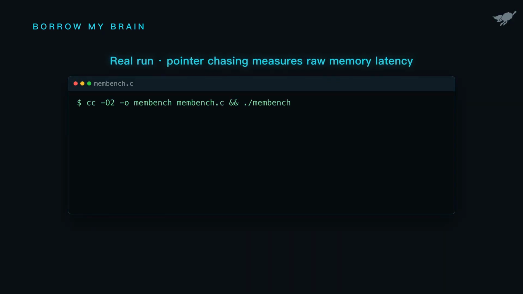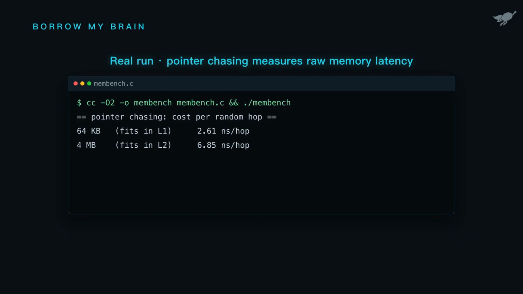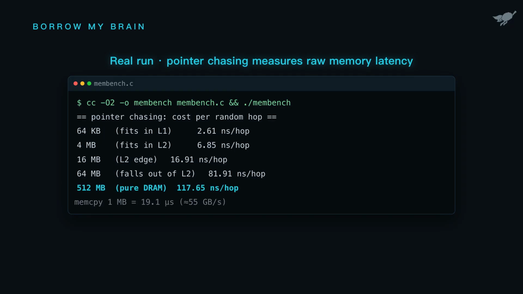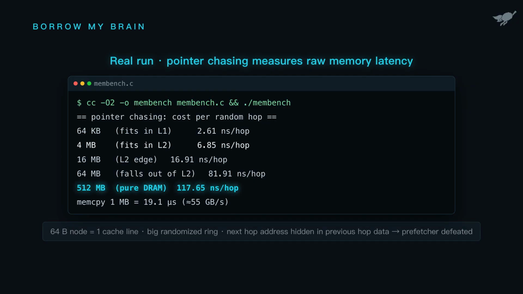Experiment 1 measures memory. I wrote a little C program that chops an array into 64 byte cells, each exactly 1 cache line, chains them into a big randomized ring, and makes the CPU chase around it hop by hop. The key is that the address of the next hop is hidden inside the data of the previous hop. The CPU can't guess it, can't prefetch it, so what you measure is the raw memory access latency.